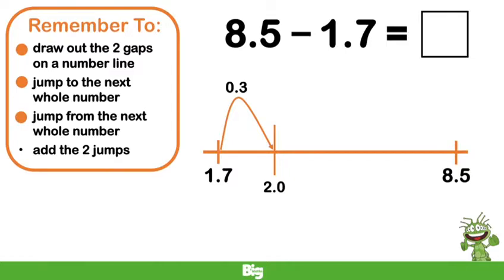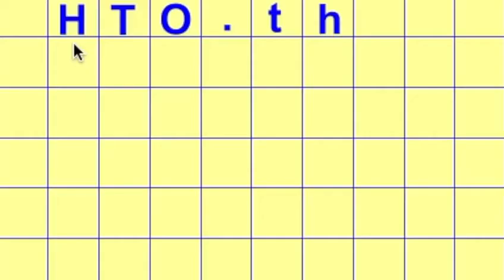So you're jumping now from 2 to 8.5. So all you need to work out there is the difference between 2 and 8.5. I know 2 add 6 is 8, and then I just need to add the tenths on there, which is 5 tenths. So my jump is 6.5. So I have jump 1, which is 0.3, and jump 2, which is 6.5. If I add these two jumps together, I will know the difference between 1.7 and 8.5, which is the answer to my equation.